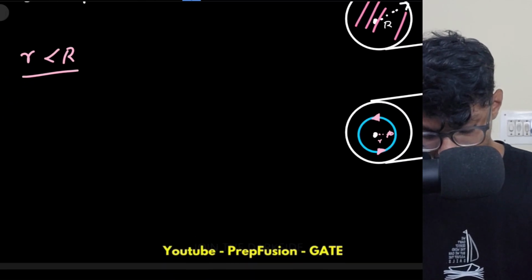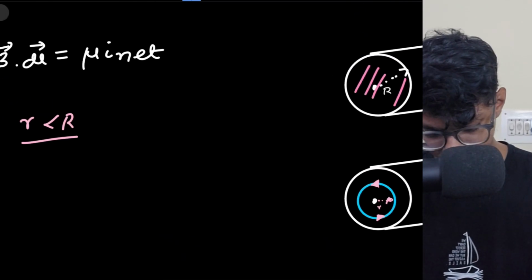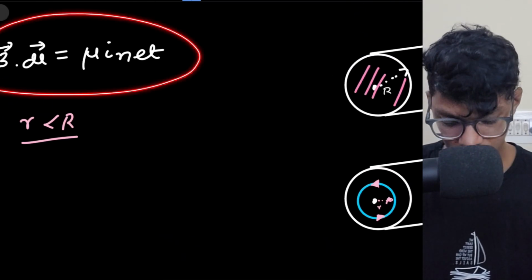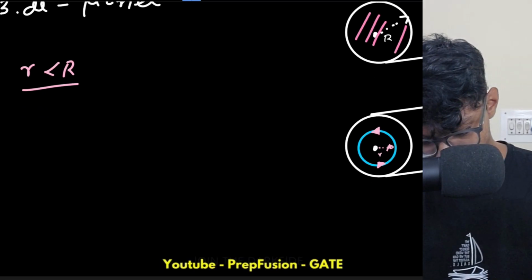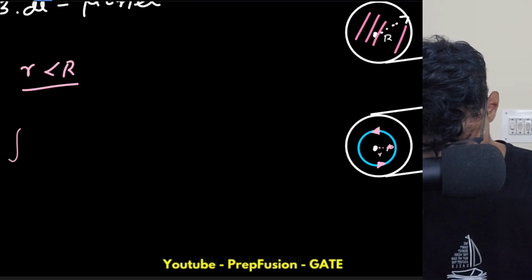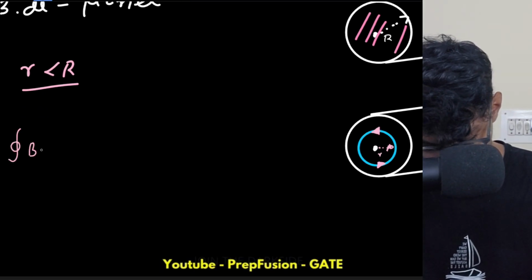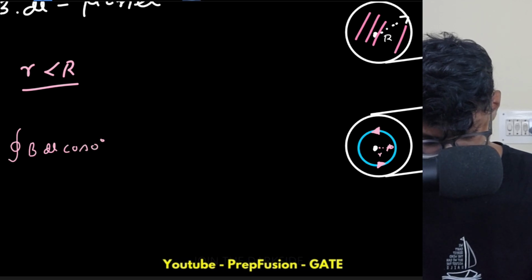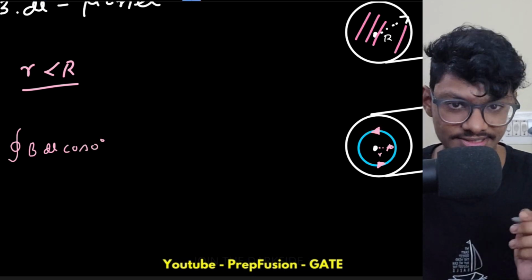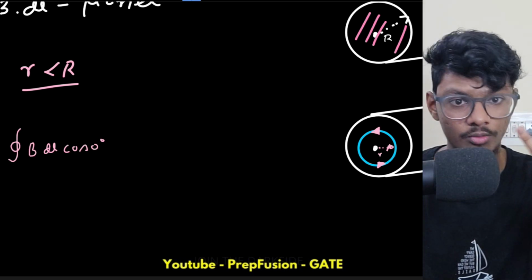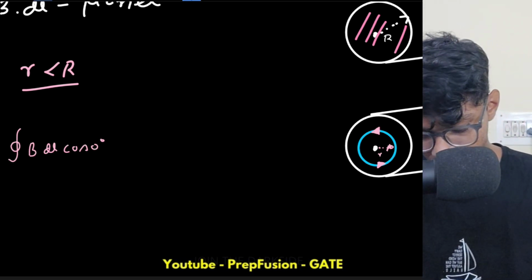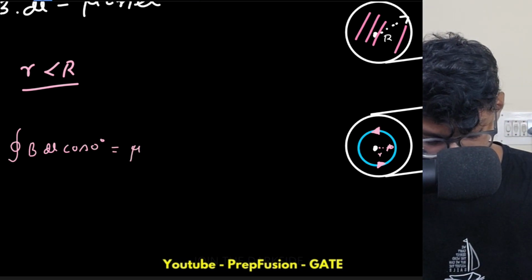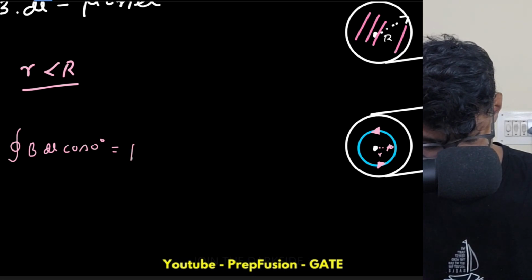So if I just use the Ampere's law, it is B dot dl equals mu into I net. It will just be replaced with B dl cos 0, because the angle between the dl vector and the magnetic field is zero. They are just one over the other, right? Equals mu into I net.